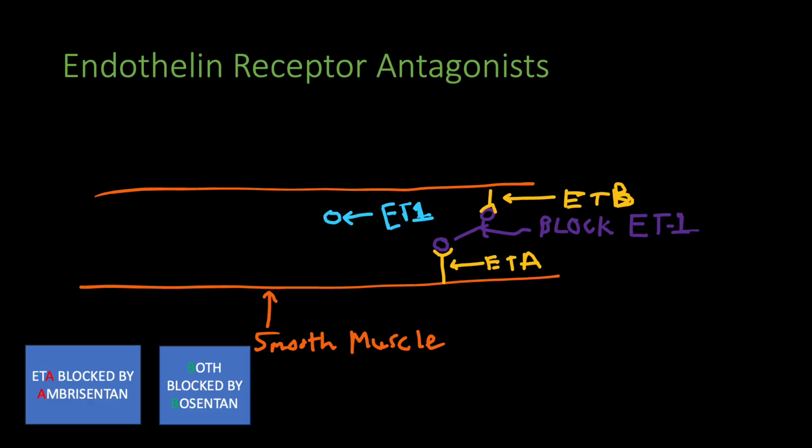So some of the treatments here used to block ET1 from binding to these receptors are ambrisentan and bosentan. So we use this endothelin receptor antagonist to block the ET1 from binding to ETA or ETB, so that it can increase vasodilation.